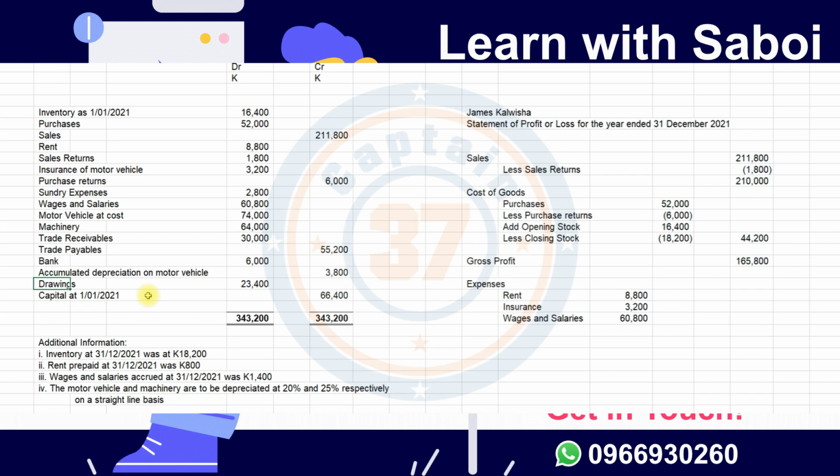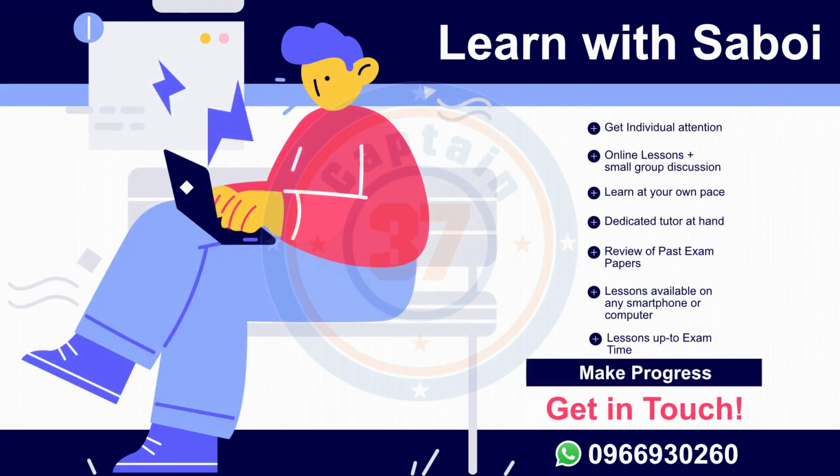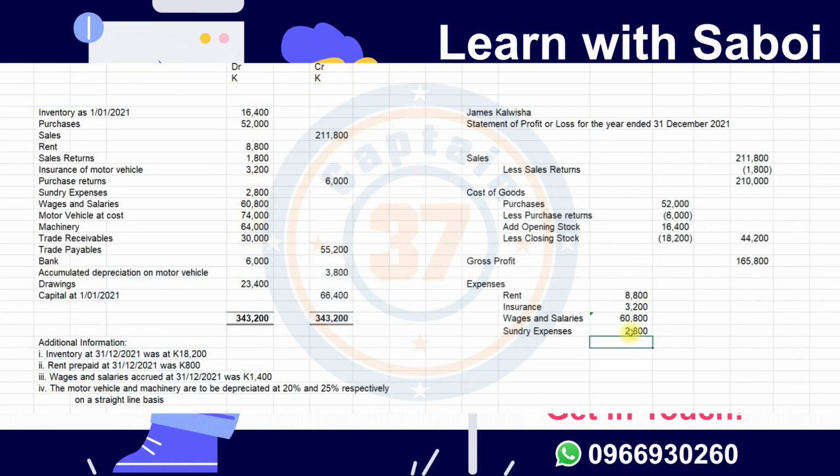Well, yes. Maybe no. Maybe yes. Let's run through again just to make sure we're clear. Inventory, no. Purchases, no. Sales, no. Rent, yes. Sales returns, no. Insurance, yes. Purchase returns, no. Sundry expenses. So you see that I missed out sundry expenses. So I'm going to make sure I write that. Sundry expenses. There it is. And the amount allocated to sundry expenses is 2,800, like that. Correct.